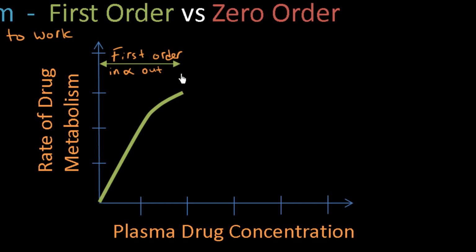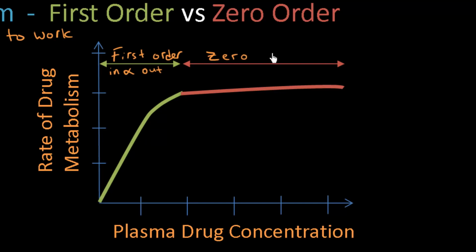Now, after this plasma drug concentration, after this point right here, we have now maxed out all of our enzymes. And so as the plasma drug concentration increases, as we move to the right on this graph, we shouldn't see an increase in the rate of drug metabolism. And that is what we see here. So after this plasma drug concentration, from here to there, we are at zero order kinetics, or zero order elimination. And so now the amount of drug getting to the liver, the in, is not proportional to the metabolized product leaving the liver. And so this is problematic.